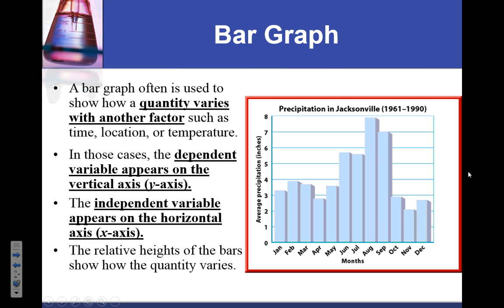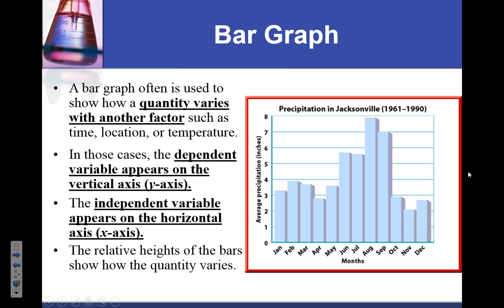Now, the next type is a bar graph. A bar graph is often used to show how a quantity varies with another factor. So we're looking at the relationship between two factors, such as time and location or temperature. In this particular case, we're looking at the relationship between how much rain we got in the different months throughout the year.